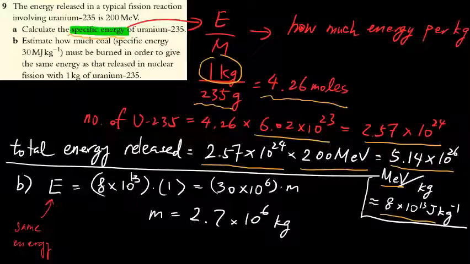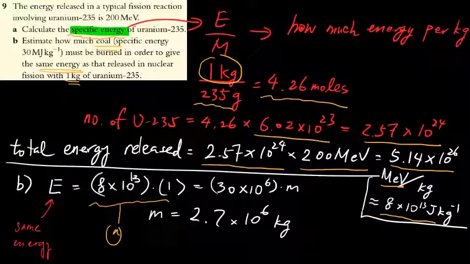So it's all about the unit. For part B, estimate how much coal must be burned in order to give the same amount of energy as released with 1 kg. That means what you calculated in part A. So you may write E, which is the same energy, for what you did above. This is from part A, and then 30 megajoules per kg. That is the specific energy, and then times m, and then very simply you can find the answer by algebra.